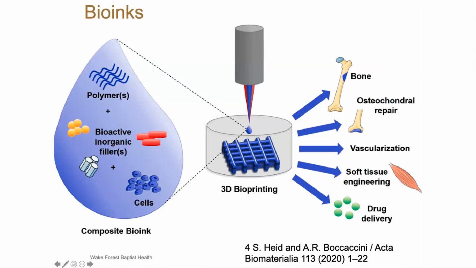Bioinks are becoming very important. You can't just print cells. The cells have to be in something to preserve their viability, as well as to provide structure to whatever it is you're trying to print. This is what we call bioink. It is made up of polymers and cells, usually mixed together, so that when you print your tissues or your constructs, you get the right form.